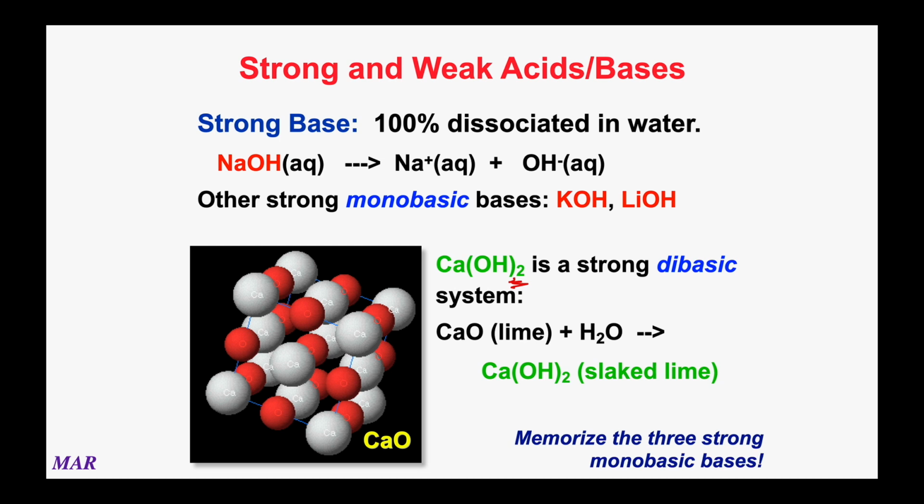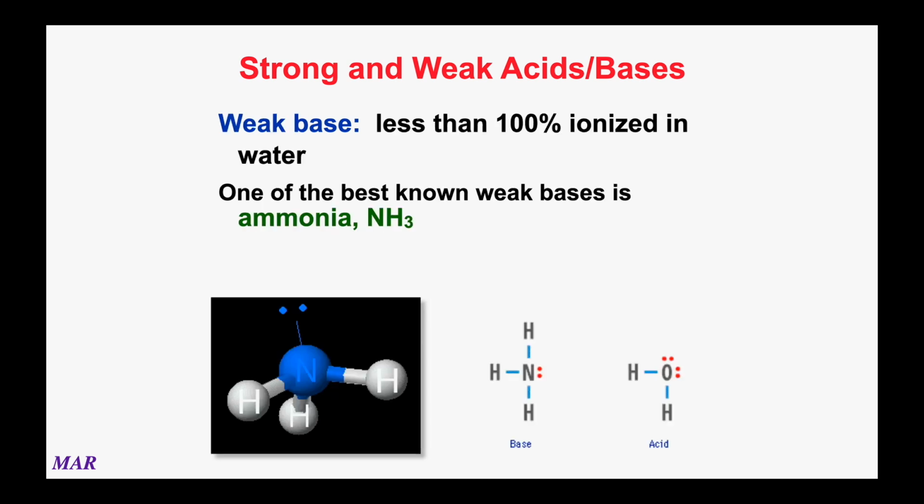Calcium hydroxide is especially interesting because it forms from lime. If you add water to lime, calcium oxide, it makes slaked lime, which is this calcium hydroxide. It's a really interesting system. A weak base, then, is just a base, something that creates hydroxide, but it's much less than 100% ionized. And in these kind of systems, you would use an equilibrium symbol. And one of the best known weak bases is ammonia, NH3, which we've been dancing around.